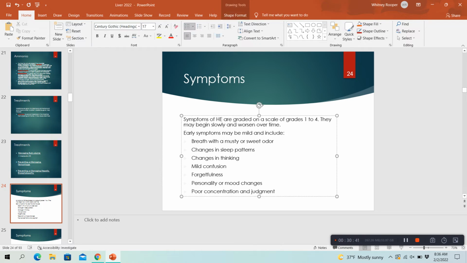Always think LOC is the biggest thing with these people. Level of consciousness. Orientation. They can have personality or mood changes. Papa might be the sweetest person around when he doesn't have high ammonia levels or anything like that. But once he gets like that, he can get mean. Okay. So poor concentration and judgment. Again, all levels of consciousness and orientation. That's for your big assessment.